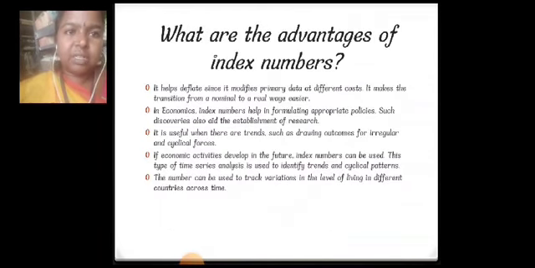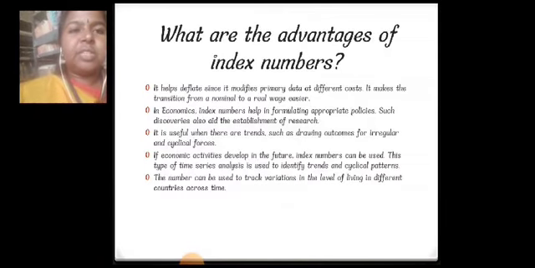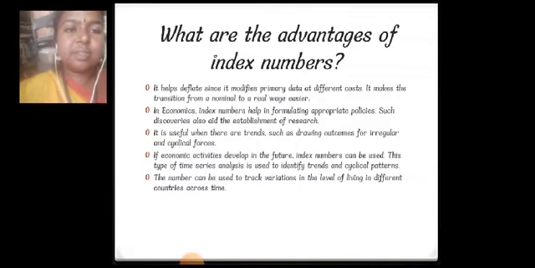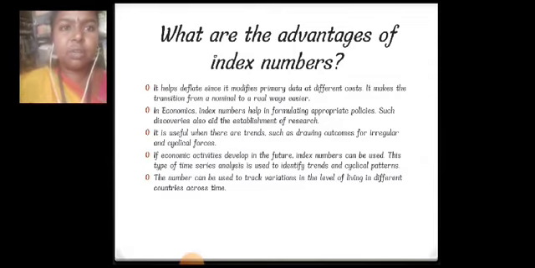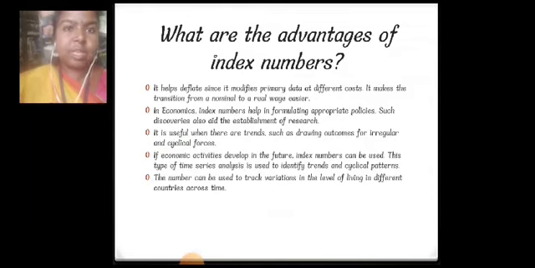So there are some advantages of index numbers also, and some uses of index numbers. What are the advantages? It helps deflate, since it modifies primary data at different cost. It makes the transition from a nominal to a real wage easier. In economics, index numbers are also used for formulating appropriate policies, and they are useful when there are trends, such as drawing outcomes for irregular and cyclic forces. If economic activities develop in the future, index numbers can be used.